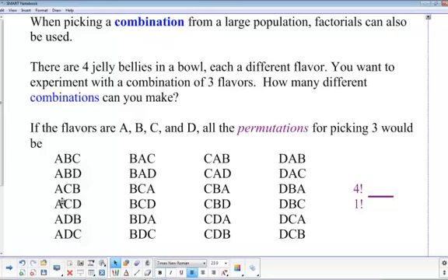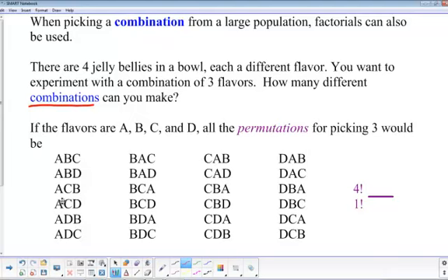Four jelly beans in a bowl. How many different combinations can you make? So with 3 flavors. Okay, we have combination, where order does not matter, because it doesn't matter what 3 jelly beans you get. The permutations are below.